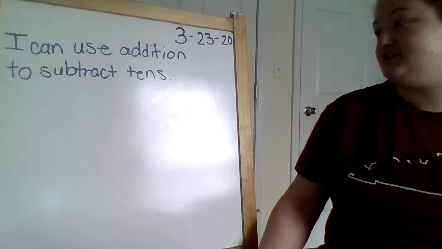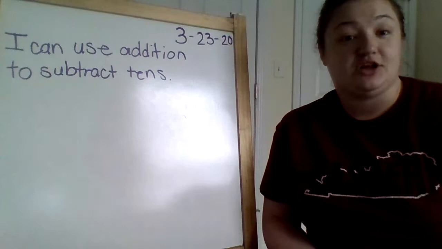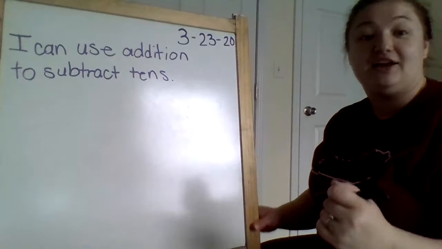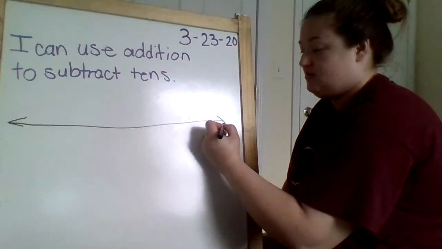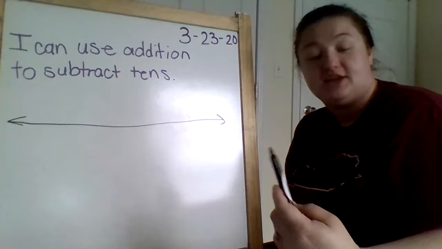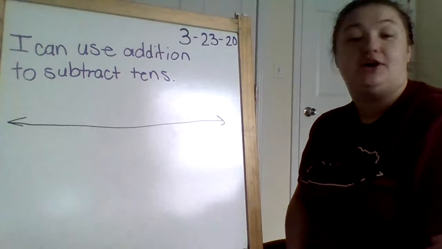If you have already done your solve and share and your visual learning bridge, you have noticed that this lesson talks about something that we've kind of already looked at. And it looks just like this. And what is this, guys? Yep, it's an open number line. The reason this is an open number line is because currently there are no numbers on it, so we're going to have to put the numbers on it ourselves.